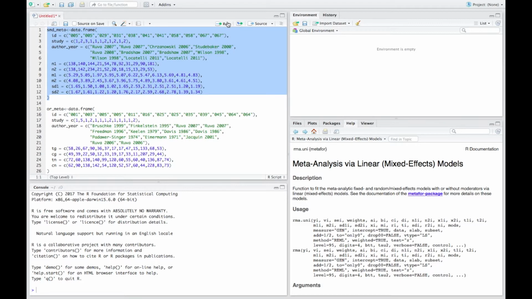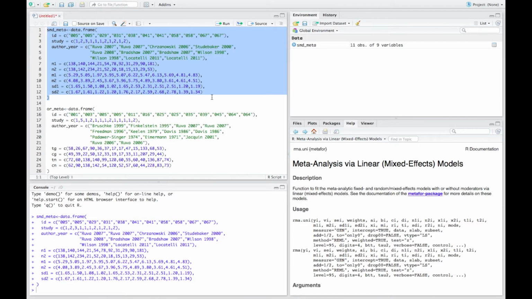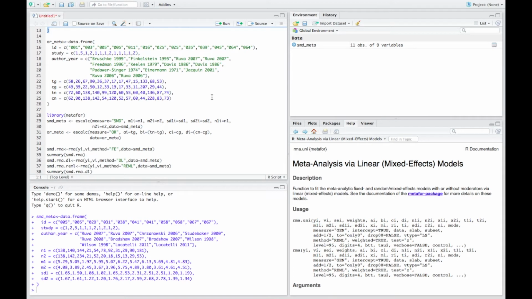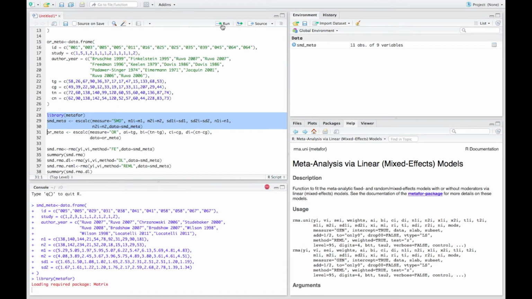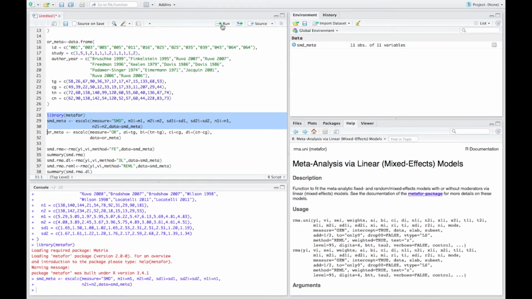So I'll go ahead and run that. And we're using the metafor package for everything today. There are other R packages that can be used to conduct meta-analysis, but for our needs today, metafor can do everything. So I'll go ahead and load that library and also have it calculate those effect sizes for me. In the previous post, I performed a fixed effects meta-analysis. So I'm going to rerun that and generate my output.